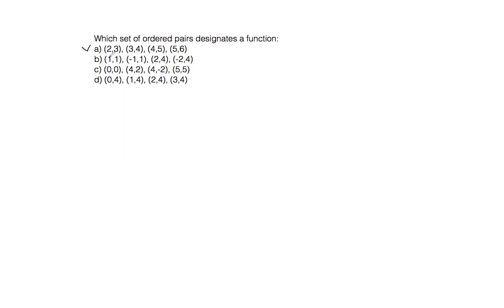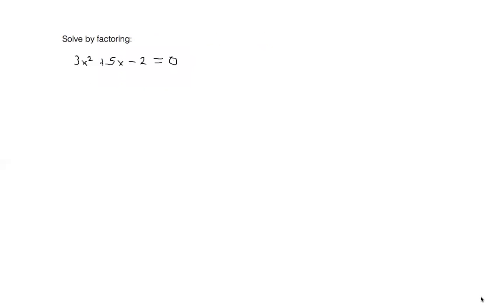Now I look at b, 1, -1, those are not the same number, so those are unique. 2 and -2, all my x's are unique, so that's a function. Take a look at c. Two different points have the same x value. That means that's not a function. And I take a look now at d. All of my x values are different, so that means a, b, and d is my answer there.